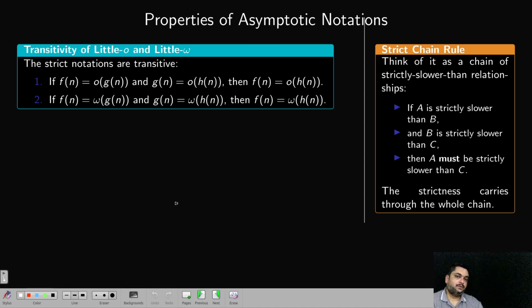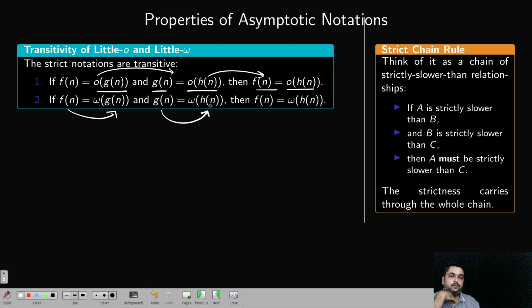Next is transitivity of little o and little omega, just like transitivity in the big asymptotic notations. The same thing applies here also. So f of n equal to little o of g of n and g of n equal to little o of h of n implies f of n equal to little o of h of n. So transitivity holds on little notations as well. Similarly for little omega, f of n is little omega of g of n and g of n is little omega of h of n implies f of n is little omega of h of n.